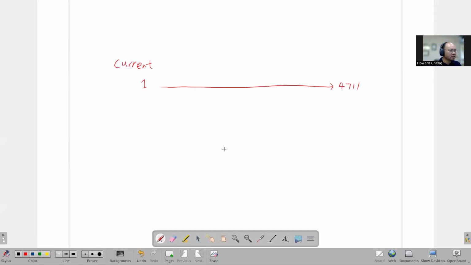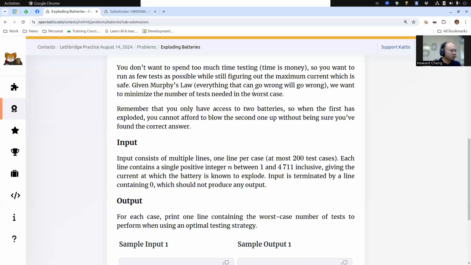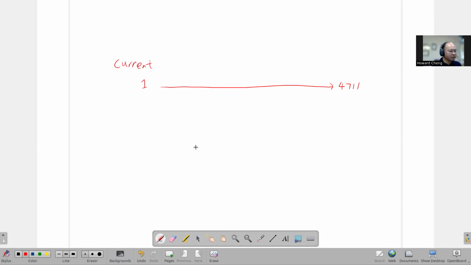With this battery, it's going to take a certain amount of current, but at some unknown point, it's going to explode. It's going to be too much. And there's this property that if you put in a current less than this point, it's never going to explode. So this is safe. And if you try to put in any amount of current from this unknown point and up, it's always going to explode.